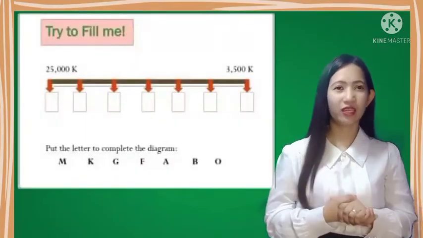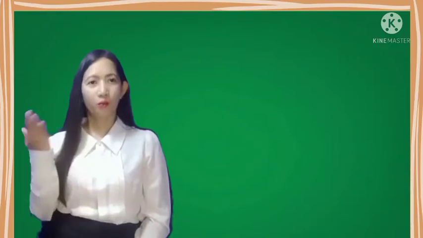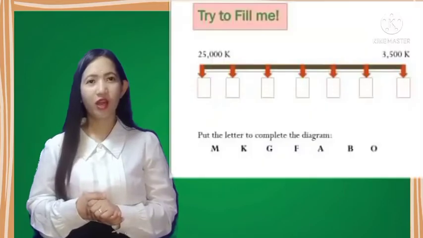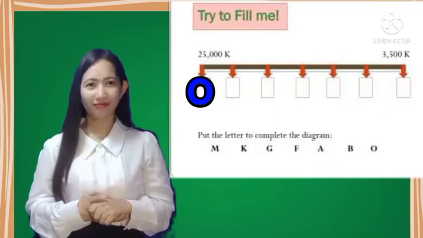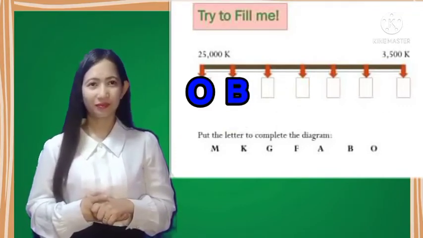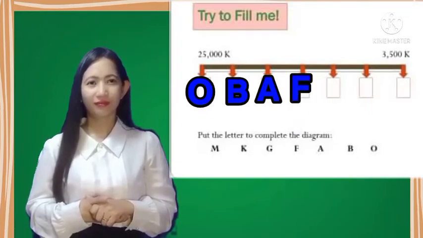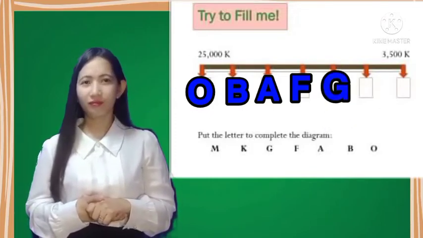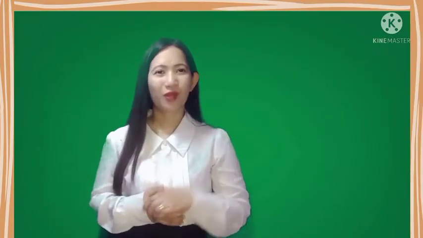Okay, let's do this activity with the title "Try to Fill Me." Put the letter to complete the diagram from hottest to coolest. Okay, what is the answer? The first letter is, okay, correct, that is O, B, A, F, G, K, M. Good job.